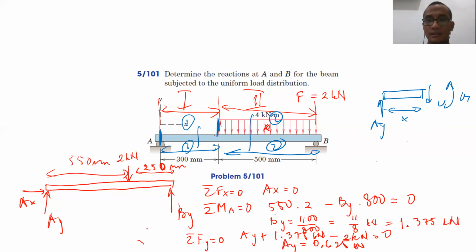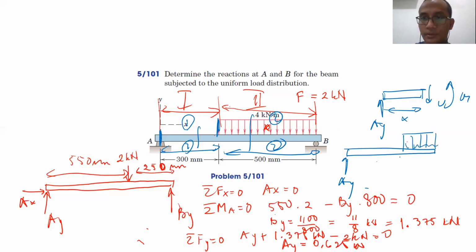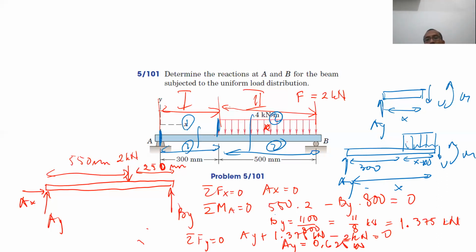Okay, then the second cut. If I try to do it from the left, this will be my free body diagram. AY, and a distributed force of 4 kilonewton per meter. The distance here is x. The distance from the left to the distributed force is 300 millimeter, and the length of the distributed force is supposed to be x minus 300. Then I have to draw the V and moment there. By using sigma Fy and sigma moment, you will be able to get V and M.